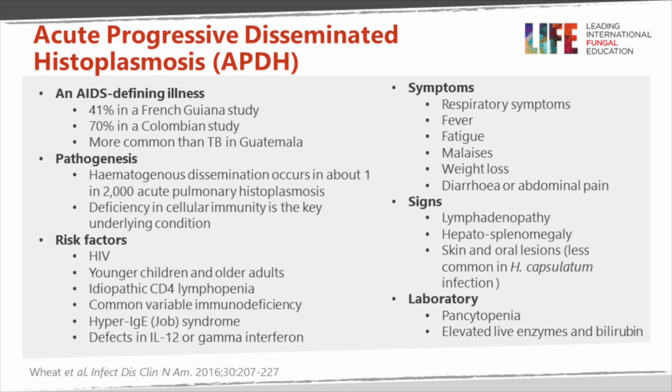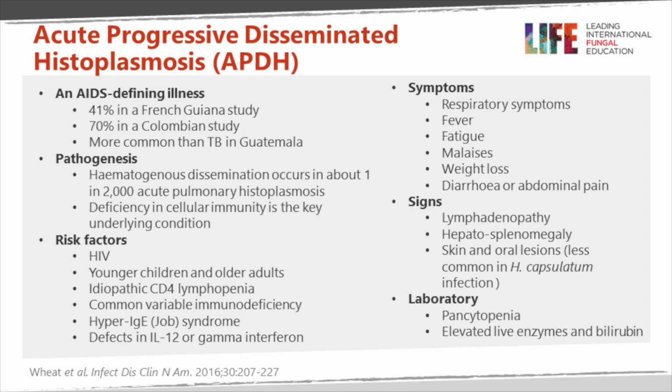So disseminated histoplasmosis is divided into acute progressive, which is typically in immunocompromised patients, particularly HIV patients, or a subacute or chronic disseminated situation. And acute progressive disseminated histoplasmosis is an AIDS-defining illness. 41% of patients in French Guiana, 70% of patients in Colombia. And it's more common than TB as an initial presentation of HIV in Guatemala, for example. Hematogenous dissemination occurs only in about 1 in 2,000 following acute pulmonary histoplasmosis, and it may be that these patients have some defect in cellular immunity.